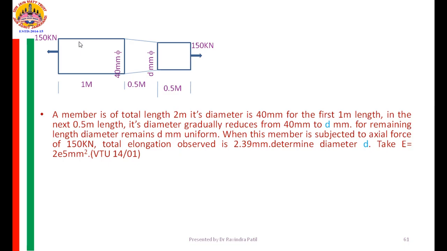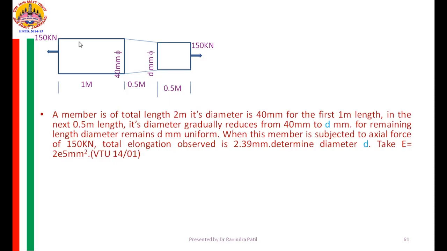Remember here, what is the role of the diameter? When the diameter reduces, what happens? Diameter reduces means the area reduces. Area reduces means the stress increases. When the stress increases, strain increases. Strain increases means the elongation increases. Like that, each one is related with each other.